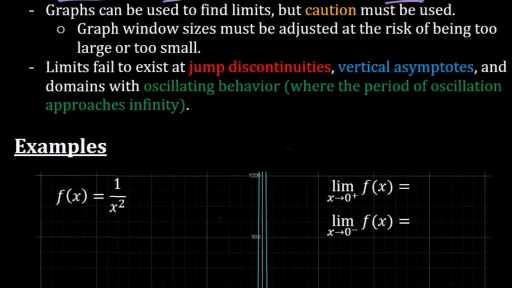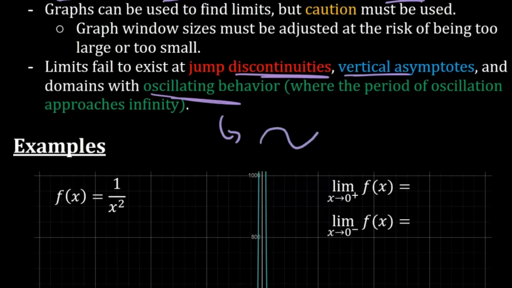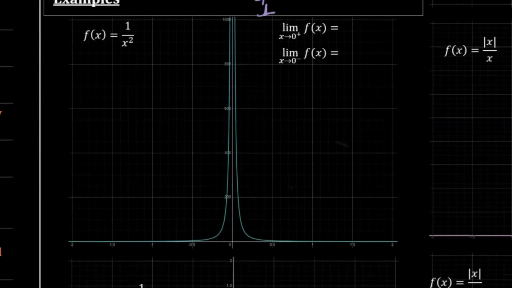Now, let's also take another look at something a little bit different that we can see from a graph. A limit fails to exist when we have a jump discontinuity, a vertical asymptote, or oscillating behavior where the period of oscillation approaches infinity. Oscillating behavior is also observed in something like sine of x, and we can see if we try to find the limit at whatever this point is here, we would be able to find that limit, right? Now, let's take a look at that.